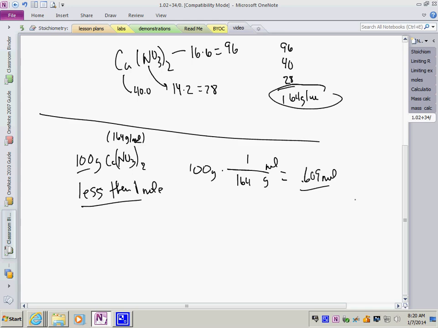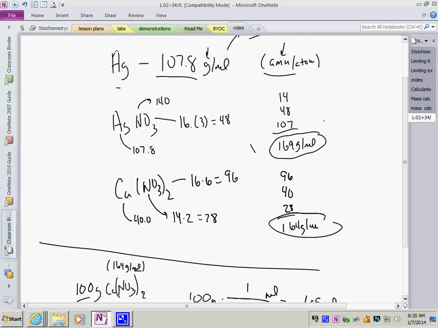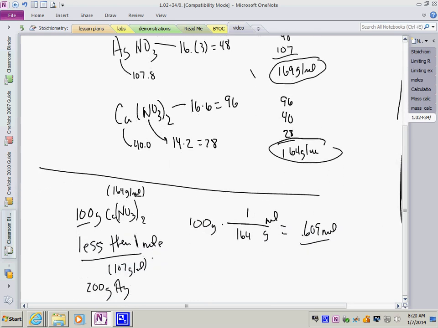All right. If I were to do just plain old silver, Ag, let's say I have 200 grams of silver. Now silver weighs 107.8 grams per mole. That was listed right above here. Now, do I have more or less than 1 mole? Well, if 1 mole weighs 107, I have 200. All right. Do I have more or less than 2? Well, 2 moles would be 214. So I don't have 2 moles. A little less than 2 moles.